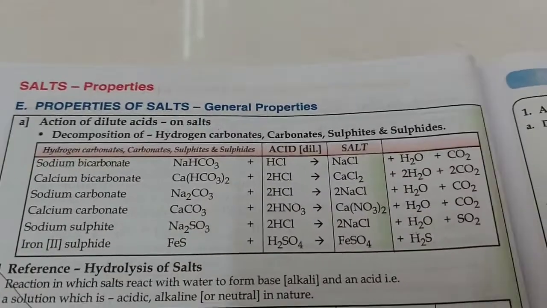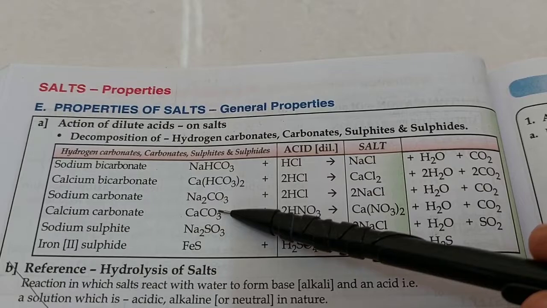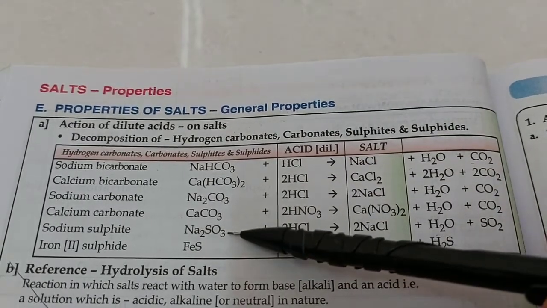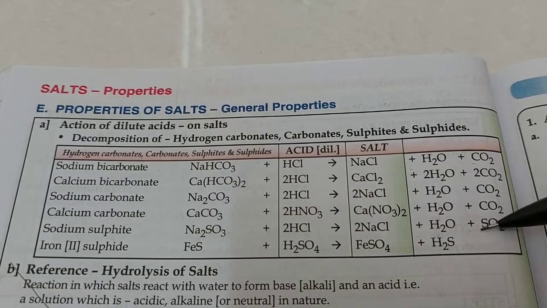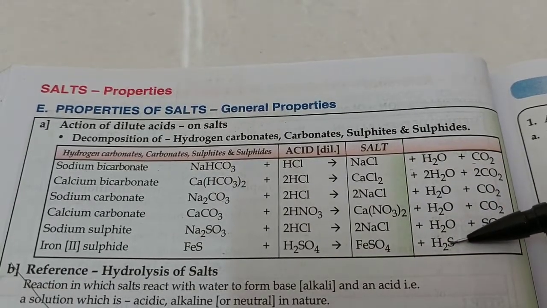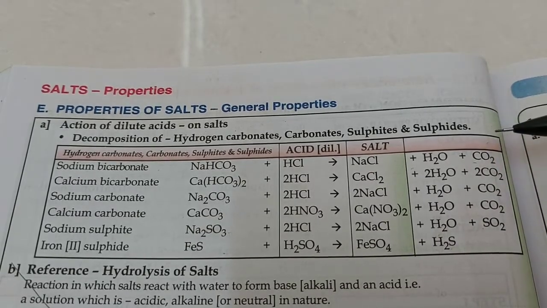Now here, action of acids on salts. We know that when an acid reacts with carbonates and bicarbonates, it forms salt, water, and carbon dioxide. What about sulfites? Well, it gives sulfur dioxide gas. With sulfide, it will give us hydrogen sulfide gas, no water here. Observations can be asked. For carbon dioxide, well, we've studied this in practical chemistry.